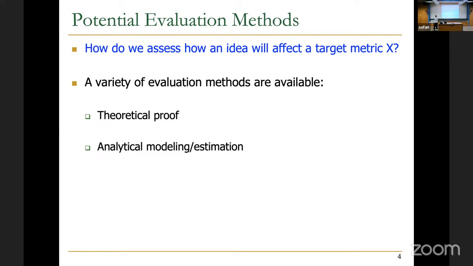Another way to evaluate is using analytical modeling or estimation. This has been used a lot in many works, for example, to estimate the energy consumption of the system. Our system includes different components, and we have the energy per access, energy per instruction, or energy per activity per component. Then we count the number of accesses to the memory, or the number of instructions in the CPU. Once you have the energy per instruction, you can multiply it by the number of instructions and estimate the overall energy consumption of the CPU. Or you can do the same for memory, storage, interconnect, and so on.